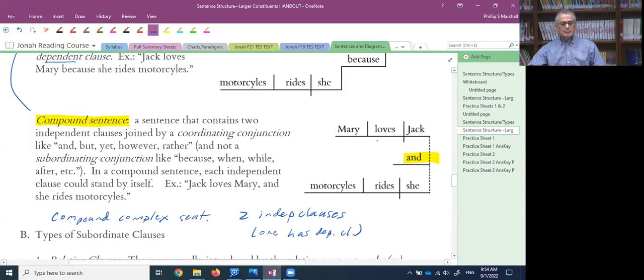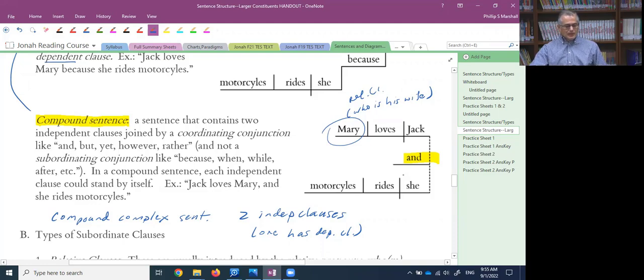So I could make this compound sentence a compound complex sentence by adding a dependent clause to one of them. Jack loves Mary, and let's say, who is his wife. There I've added a relative clause, right? And she rides motorcycles. So two independent clauses, but Mary is now being modified by a dependent relative clause. So that's a compound complex sentence. Okay.